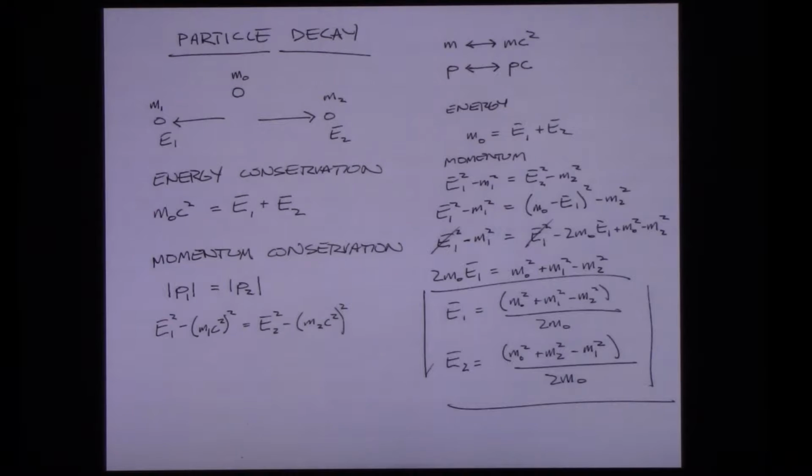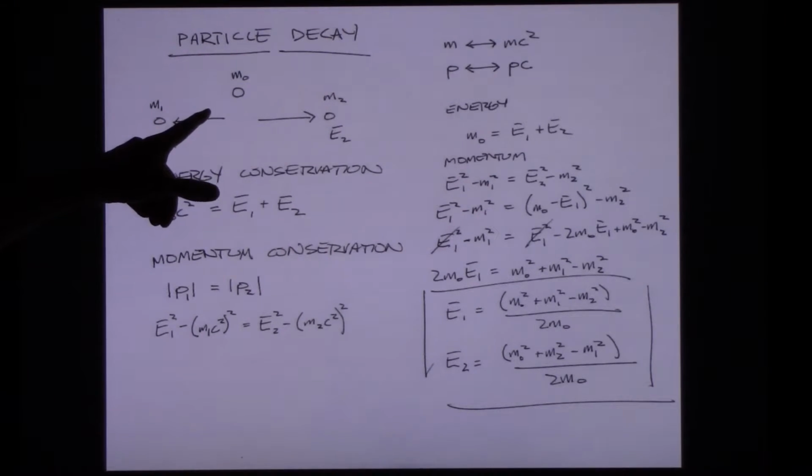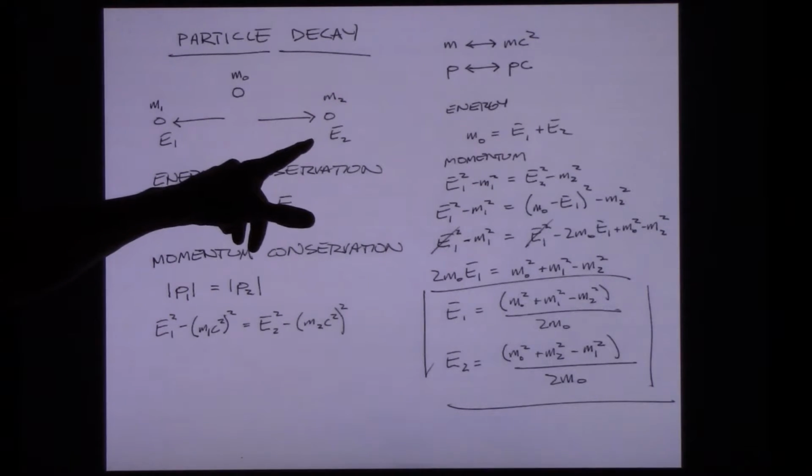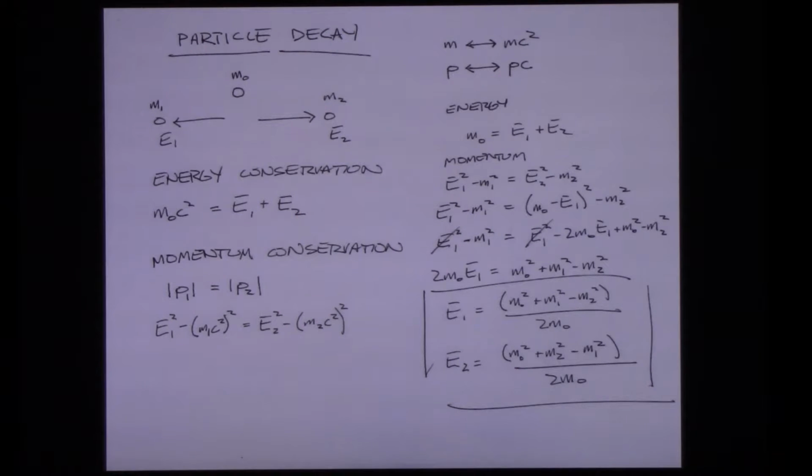So the examples that I wanted to look at in this last lecture are to go back and take a look at some of the particle decays that we have looked at. So here's an example of a particle decay where I have something that has a mass, m naught, and it splits into two other particles. One of those particles has mass m1, one of the particles has mass m2.